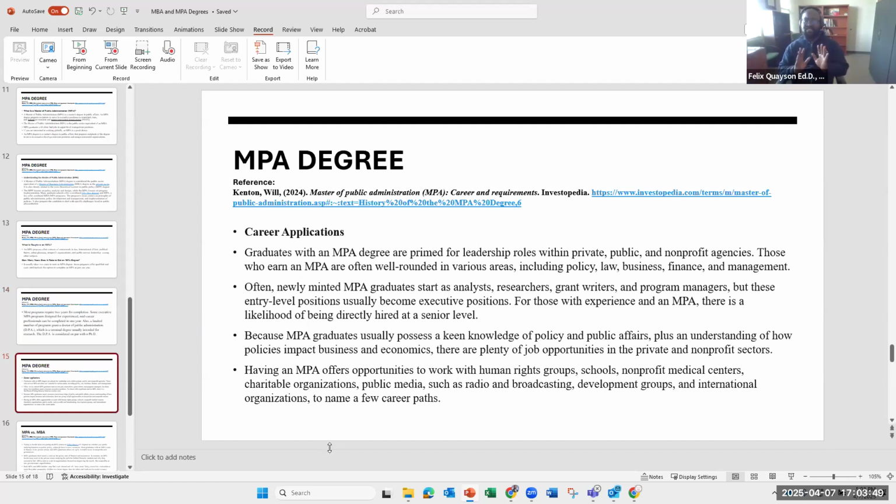Often, I would say that those who are newly MPA graduates start as policy analysts, researchers, grant writers, and program managers. But these positions, which you might think are entry-level, really become the executive positions in the long term. So for those with experience and an MPA, there's a likelihood of being directly hired at a senior level.